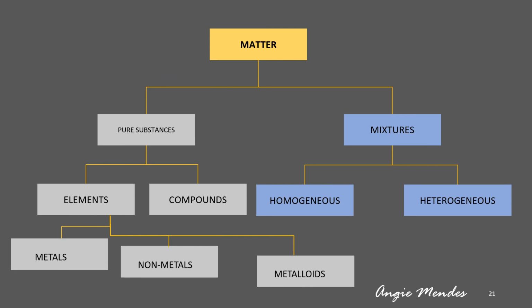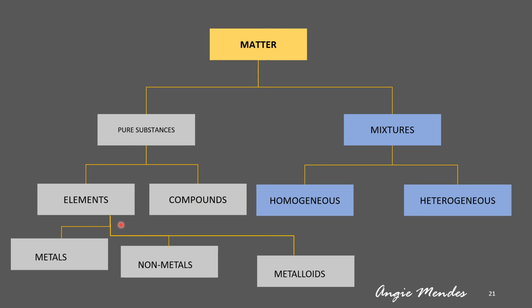Let us quickly summarize what we have discussed till now. Matter, as we know, may be present as solid, liquid or gas, and can be further divided into pure substances or mixtures. Pure substances have fixed composition, whereas mixtures have no fixed composition. Pure substances are further divided into elements and compounds.